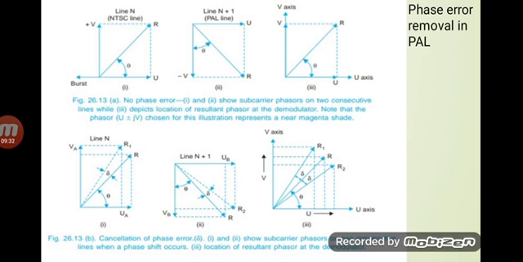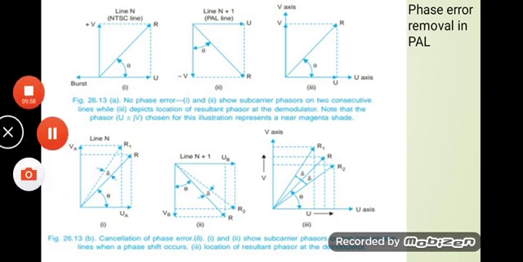And what exactly happens in the PAL system is that it goes for averaging of errors in consecutive lines, and that is why in the PAL system, if an error has occurred, it will be minimized or removed completely. And that is how the PAL system ensures that even if a phase shift error occurs, as in the case of NTSC, that error will be taken care of by the PAL system.